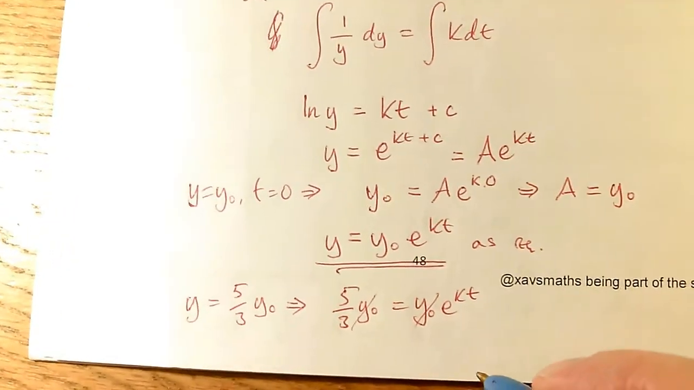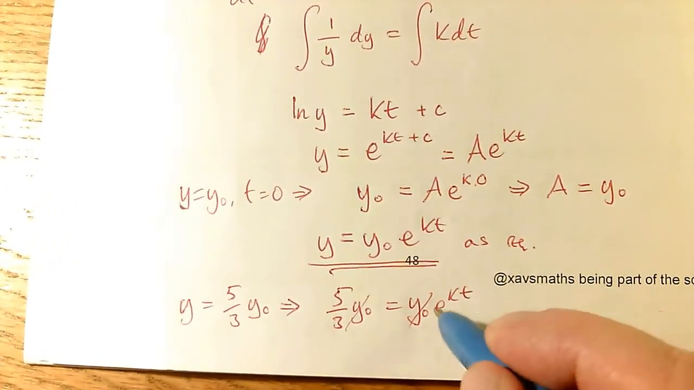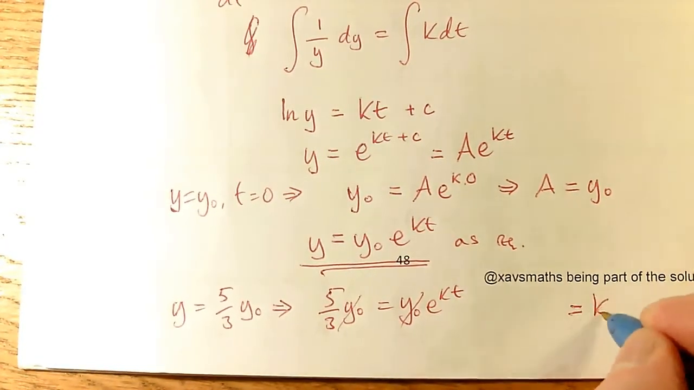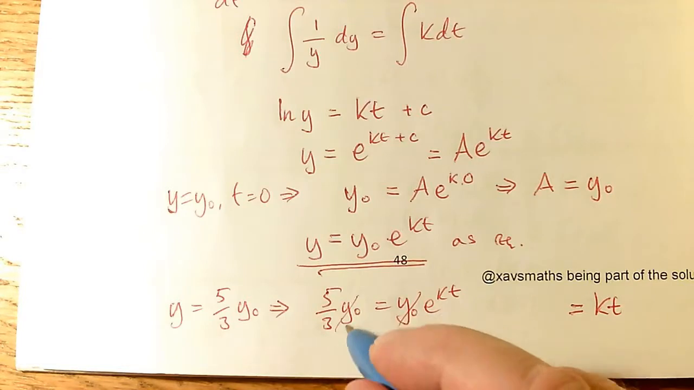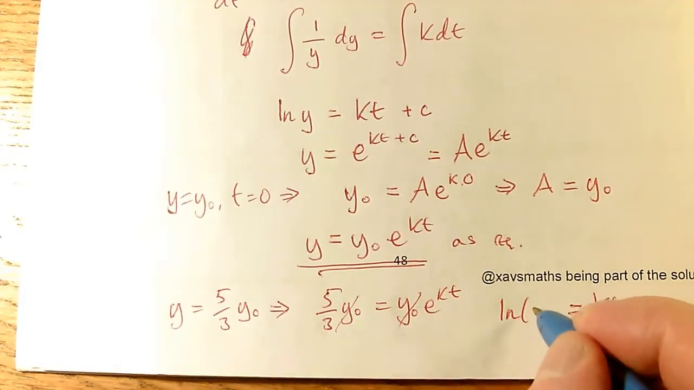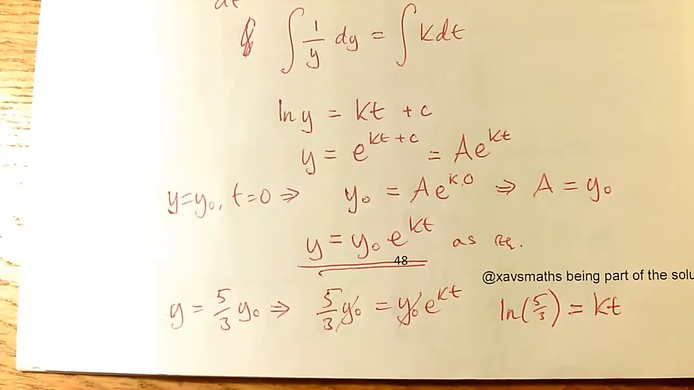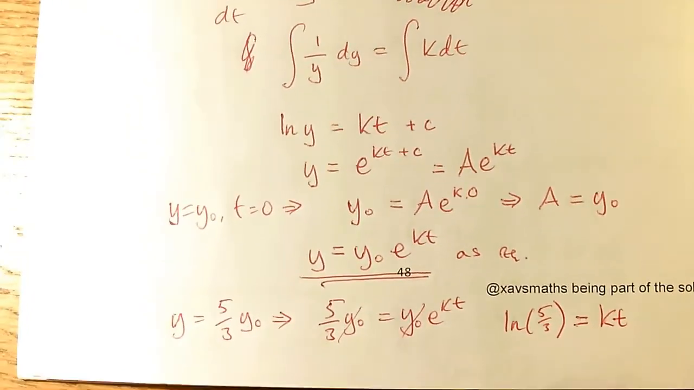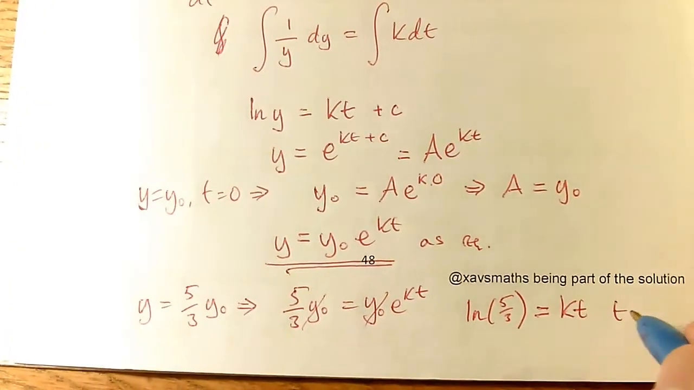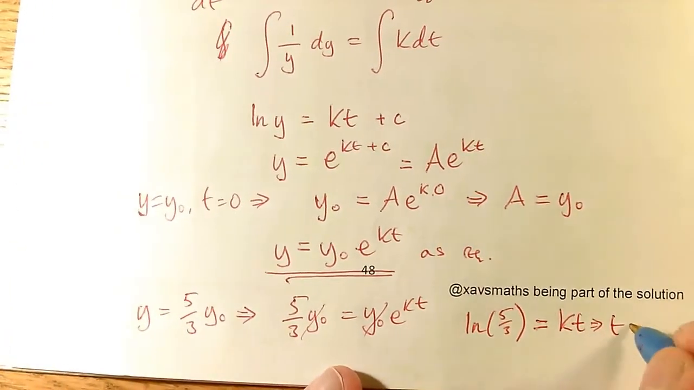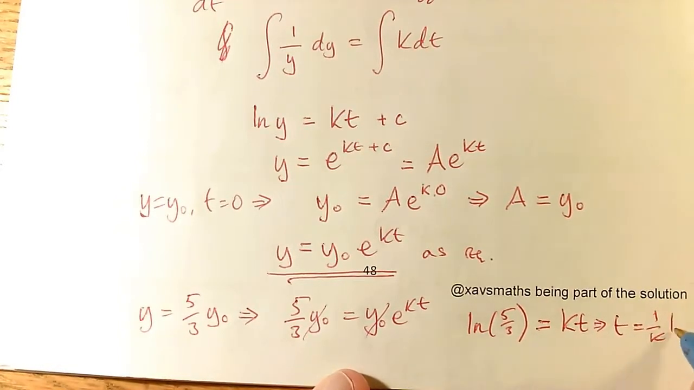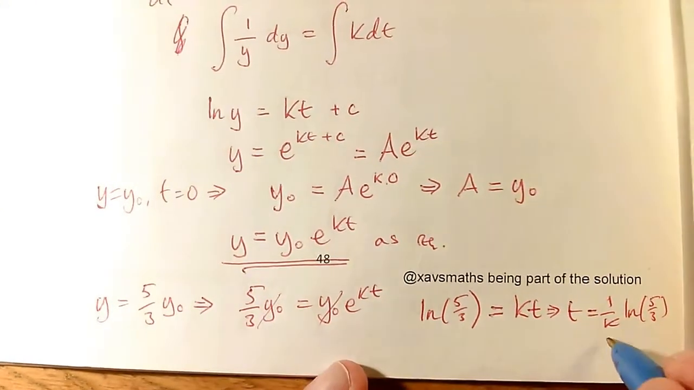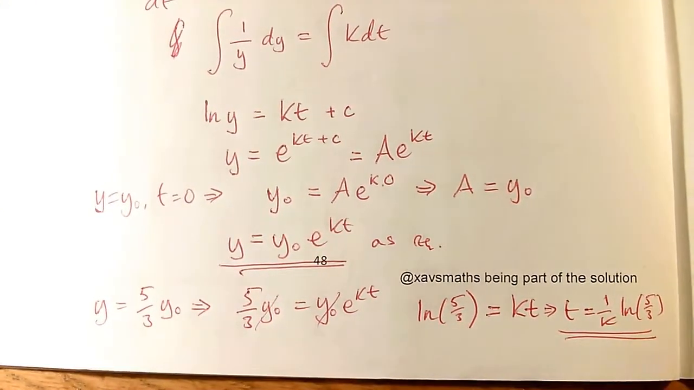I'm not going to write that out separately because I'm running out of room. I'm going to make the e go away. So this is now just e to the kt. I'm going to ln it to get kt, so I have to ln the other side. The y naught's been cancelled, so this is just ln of 5/3. And I have to find t, t in terms of k. So I just have to divide by the k. So t equals 1 over k, ln of 5/3. And, whoops, that is my final answer. That was fun.